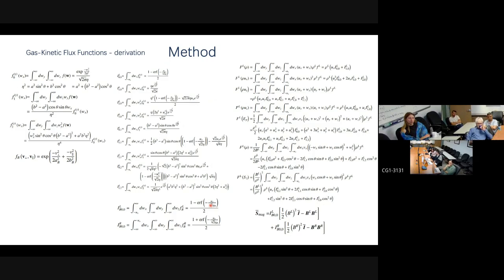Okay, so we need to derive the exact equation to use in the code. And this is the calculation of the flux going from the left to the right. It looks quite complicated, but it's actually not that computationally expensive. There's only one error function and one exponential function on each side of the flux. So it's the same as the gas kinetic scheme for ideal MHD.